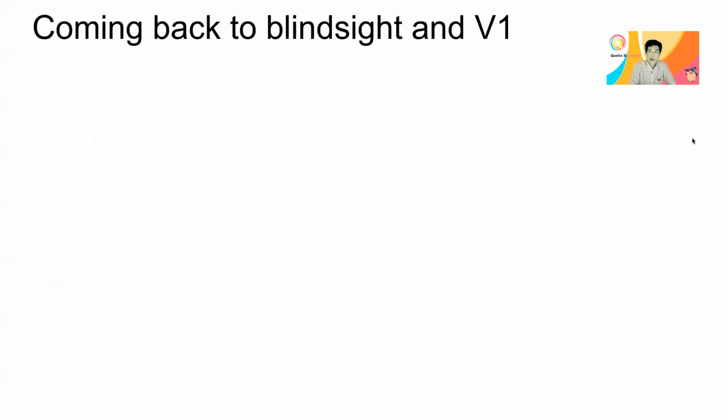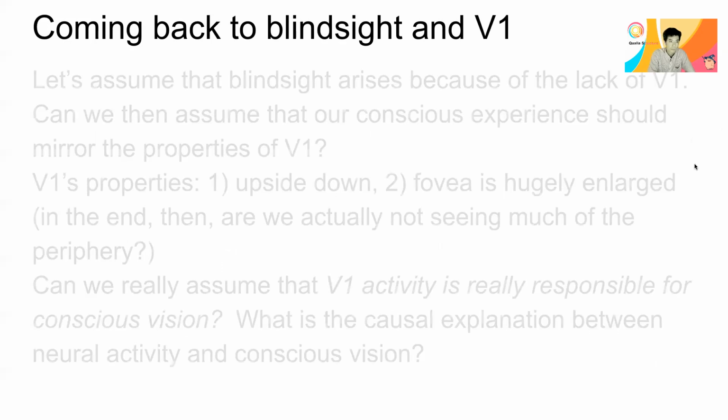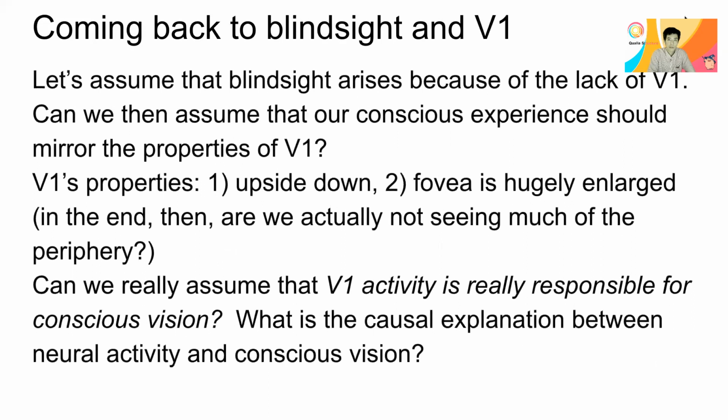Okay. So then as a final slide for this week, coming back to the blindsight and V1 issue. Assuming that blindsight arises because of the lack of V1, if we assume further that conscious experience arises from or mirrors the property of V1, then that sounds a bit strange for many reasons. One is that it's upside down, and nobody knows how it corresponds to our upright visual experience. And the second is that the fovea is hugely enlarged, but our experience is not like an enlarged fovea.